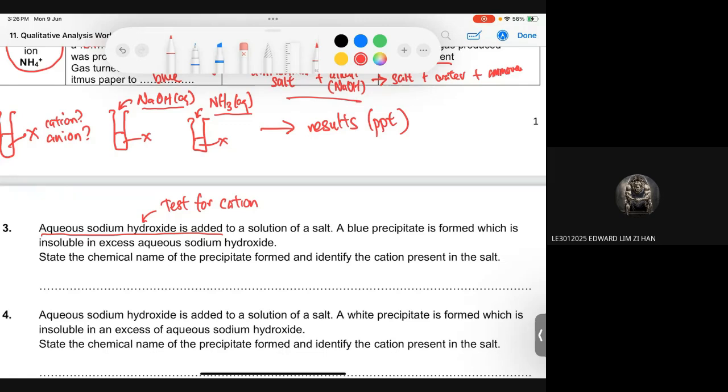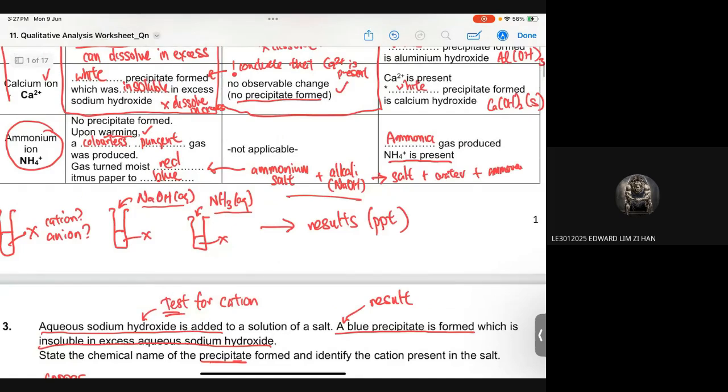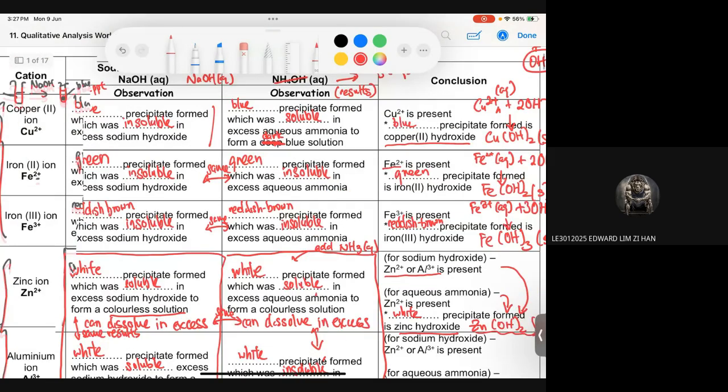Next, this is the test. The result is blue precipitate formed, insoluble in excess. So this is the result. What does the result tell me? What is the substance that's formed? What's the precipitate that's formed? Anyone help? Edward, continue. Copper. No, copper is not the precipitate that's formed. If you scroll up all the way to the top here, what's the precipitate that's formed when you see that blue precipitate?